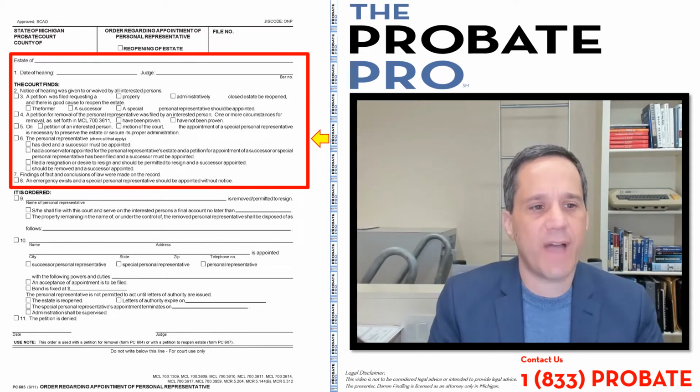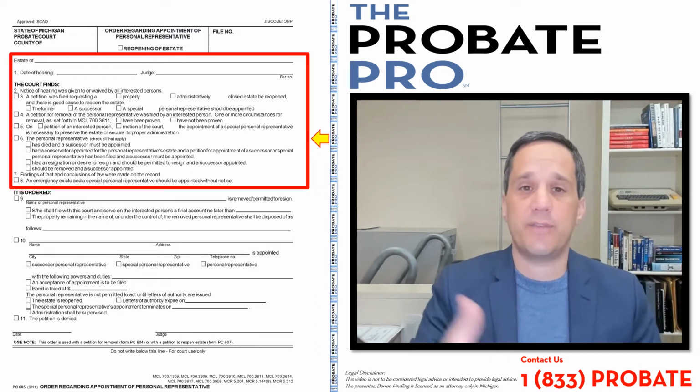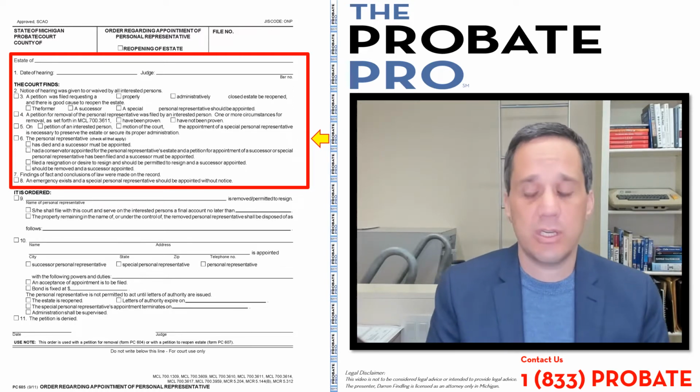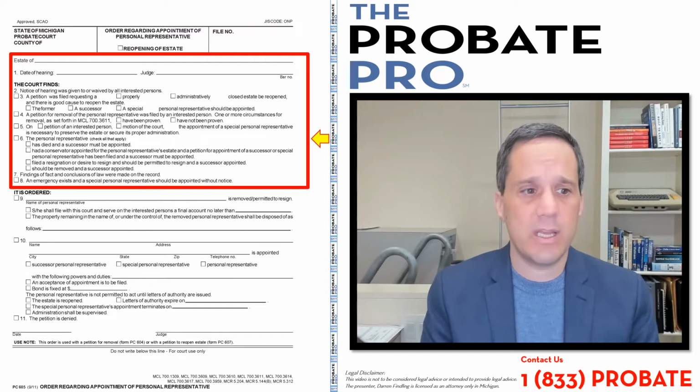Number 6 provides, now, there's a lot of checkboxes here. The personal representative may have died, and there's a need for a successor to be appointed, which sadly happens quite often in estate administrations.